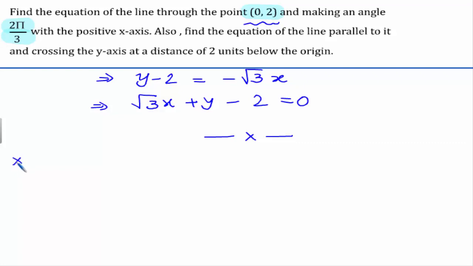Now let us see the second part. The second part reads, find the equation of a line parallel to the given line and crossing the y-axis at a distance of 2 units below the origin.